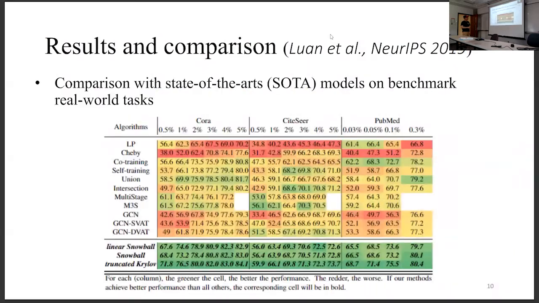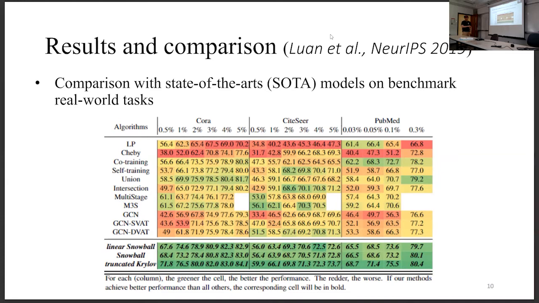So we design these three different deep graph networks, which are the linear snowball, that is, under the snowball architecture but with only a linear activation function, the snowball one, and the truncated Krylov network. These two have the hyperbolic tangent function as the activation function. And under different experimental settings, we can all achieve SOTA results. And the percentage is the percent of training nodes that are labeled.